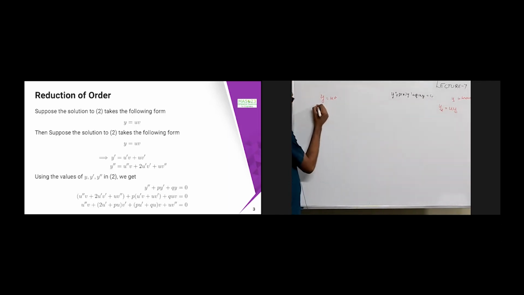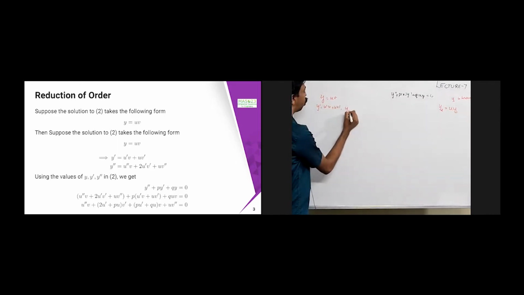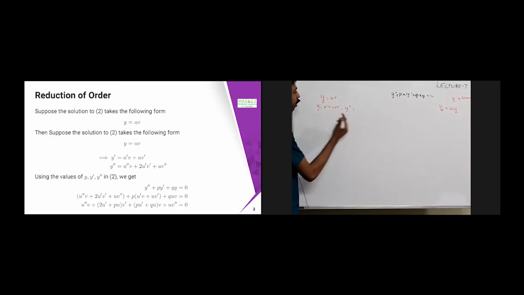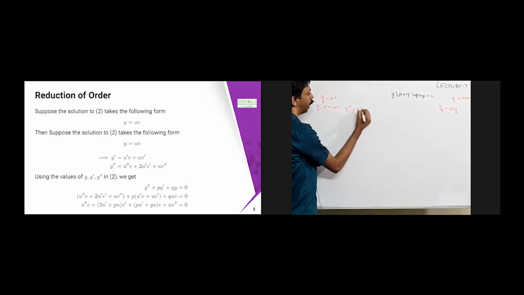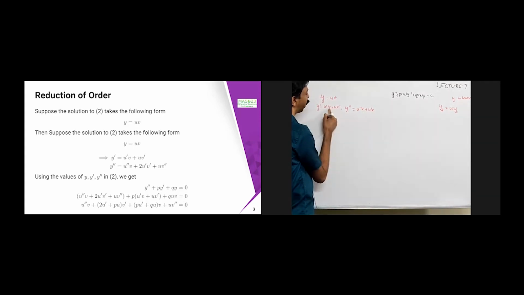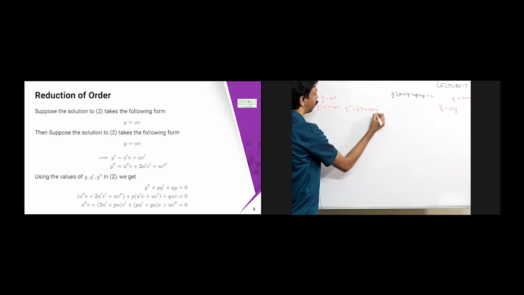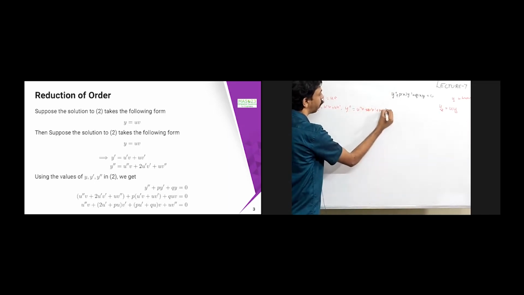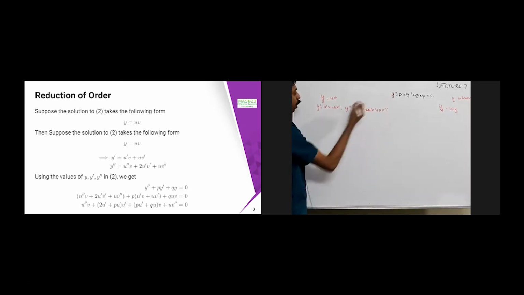Then we find the derivatives. y' is going to become u'v + uv'. And y'' is going to become u''v + u'v' from differentiating the second term by the chain rule, plus once again u'v', therefore 2u'v', and then uv'' is going to come. Now I am substituting over here.